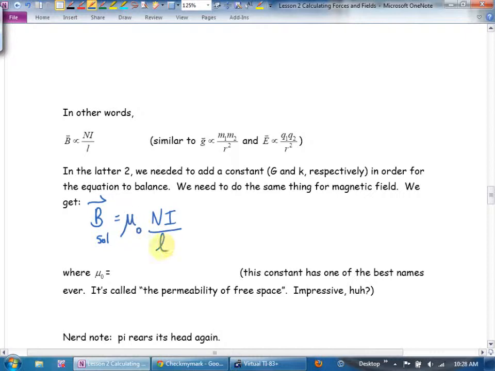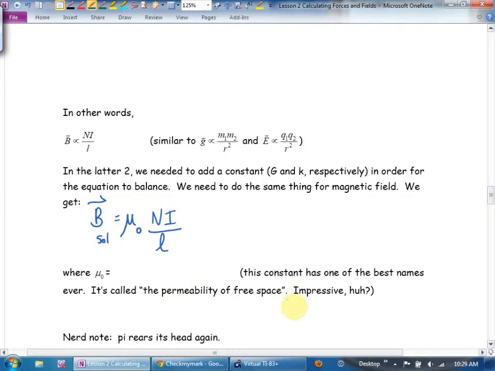It's a constant, just like big G was 6.67 times 10 to the negative 11. Remember that? Just like K was 9 times 10 to the 9th. And I've got to be honest, mu naught has one of the best names ever. If you find mu naught on your formula sheet, what's it called? The permeability of free space. Isn't that a great name for a constant?